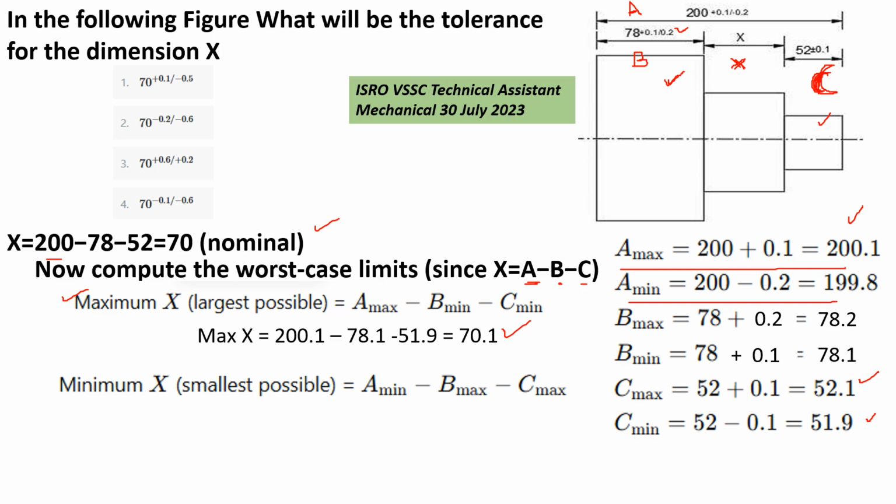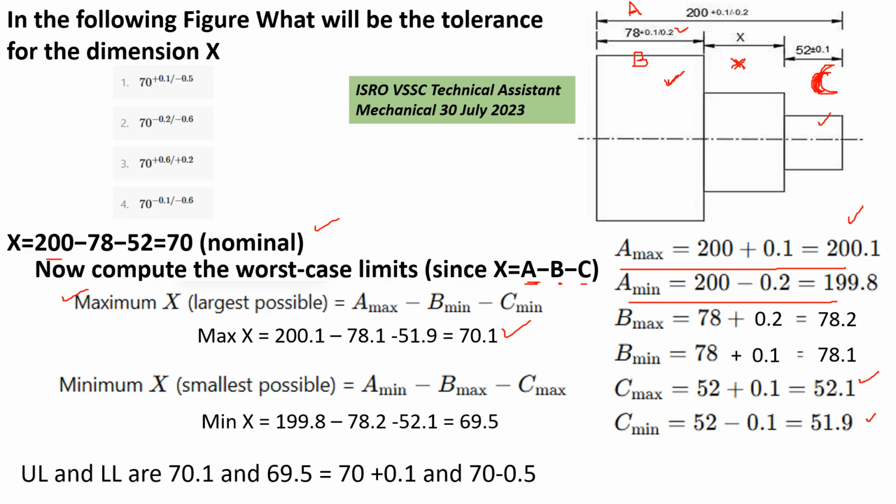Similarly, we determine the minimum size of the part X. When minimum size is possible, A minimum minus B max minus C max. So here A minimum is 199.8 minus B max is 78.2, C max is 52.1. Substitute these values, we will get the minimum X is 69.5.